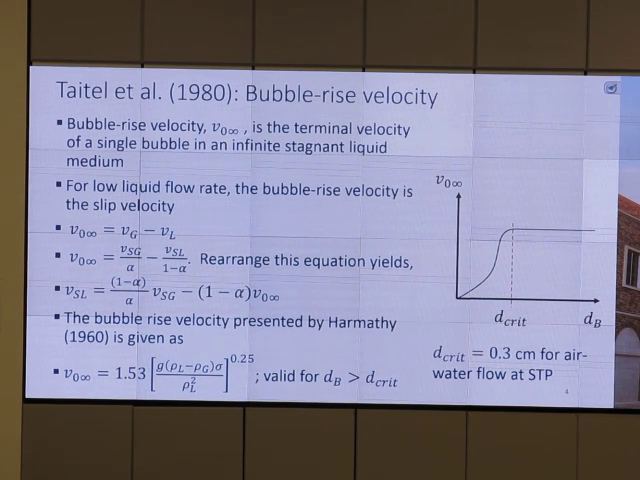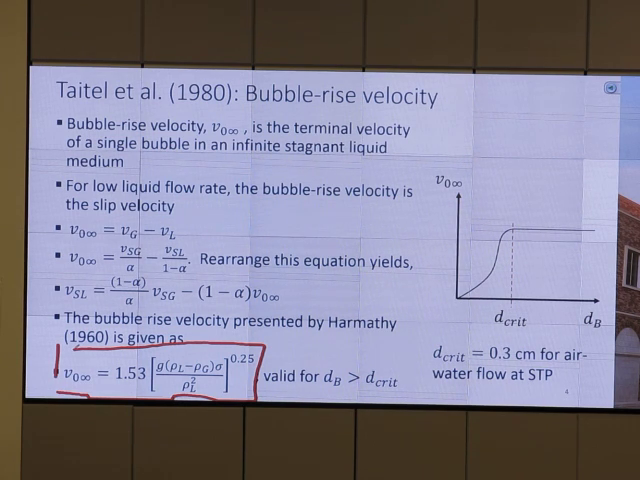Alright. The bubble rise velocity from experiment, we have this form, from Harmathy, 1960: V0 infinity equals 1.53 times g delta rho sigma over rho squared, everything to the 0.25.